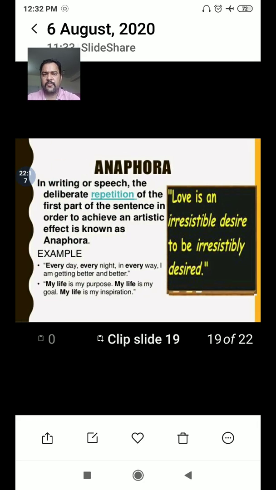Next is anaphora. What is anaphora? So in writing or speech, the deliberate repetition of the first part of the sentence in order to achieve an artistic effect is known as anaphora. Example: every day, every night, in every way, I am getting better and better. So you can see the word every is being used again and again. Next, my life is my purpose, my life is my goal, my life is my inspiration. So these are the examples of anaphora.